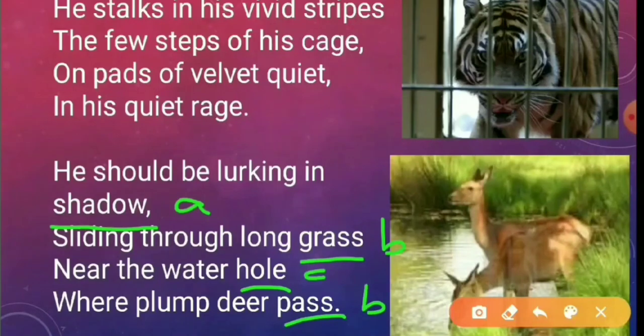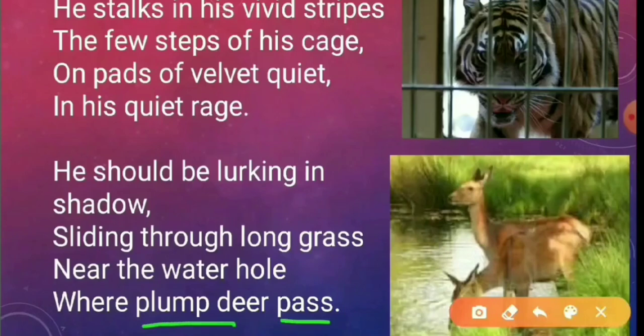Come to the next poetic device, alliteration. Alliteration is, you can see, plump, pass. Effect of P sound in this line, it is alliteration.